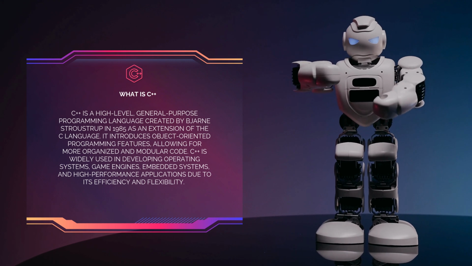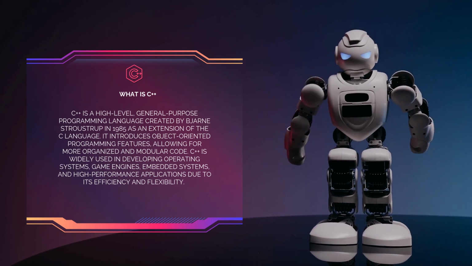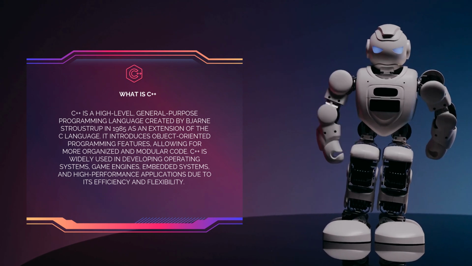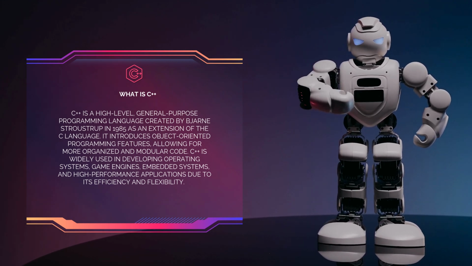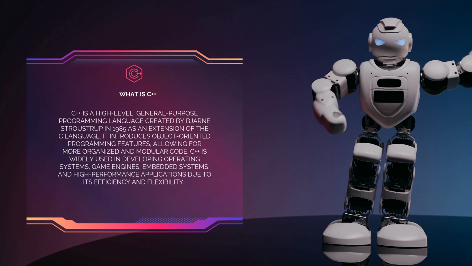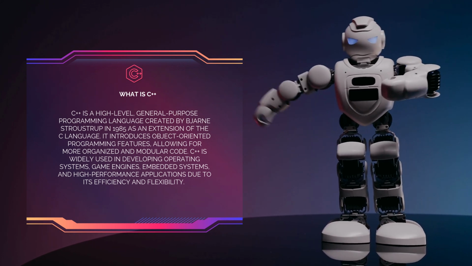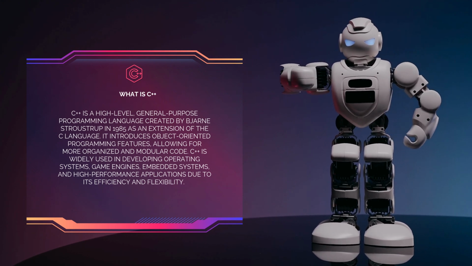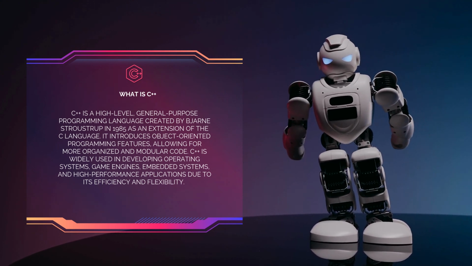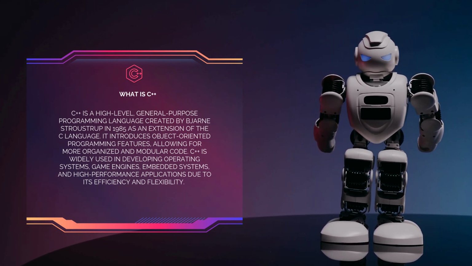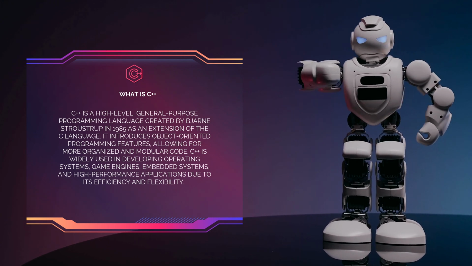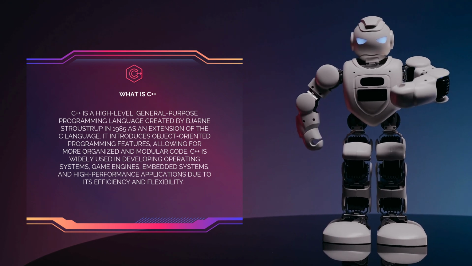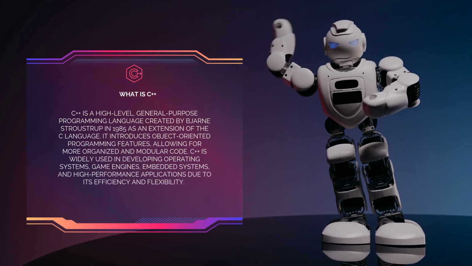So C++ is a high-level, general-purpose programming language. It was created in 1985 as an extension of the C language. It introduces object-oriented programming features, allowing for more organized and modular code. C++ is widely used in developing operating systems, game engines, embedded systems, and high-performance applications due to its efficiency and flexibility.